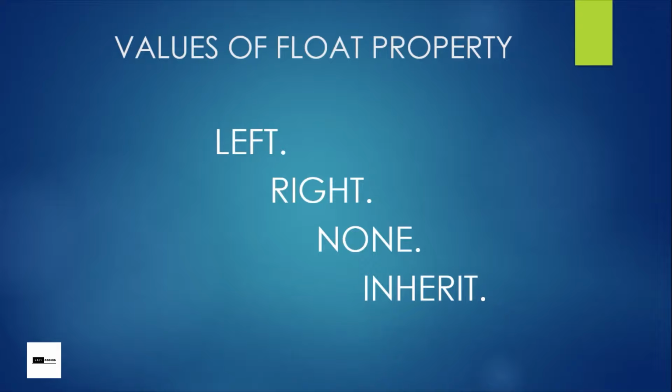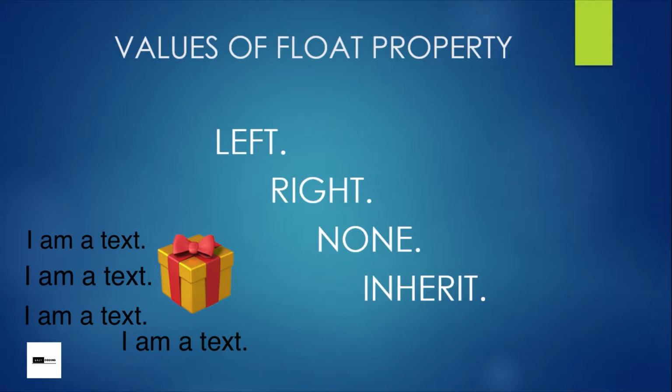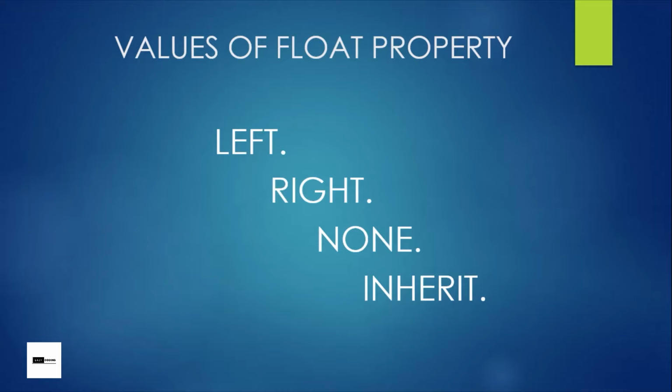If we choose left as the float value, then the element will float to the left of its container. If, for example, we choose right as the float value, then the element will float to the right of its container. The value none is the default value, and in this case, the element will not float. If we choose the last one, inherit, the element will inherit the float value from its parent.